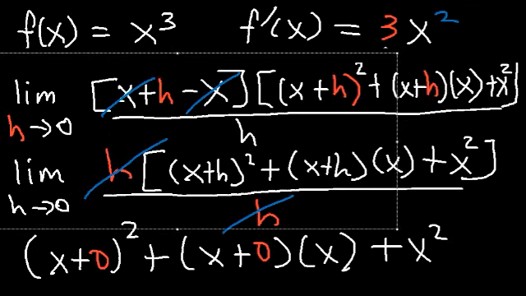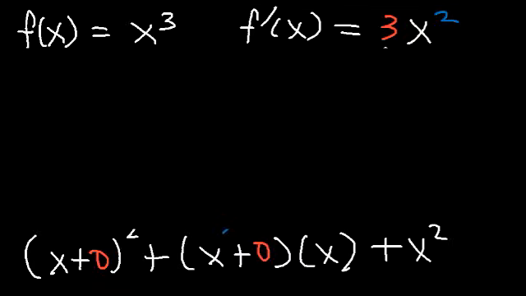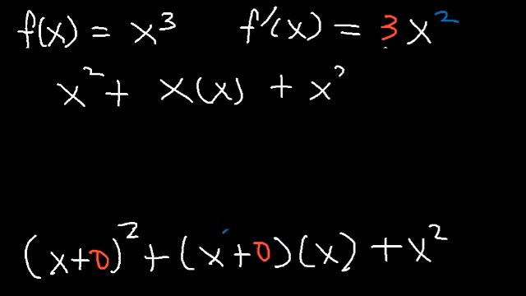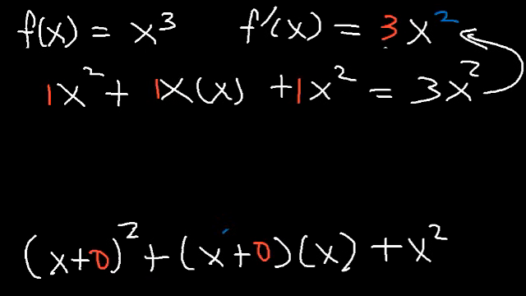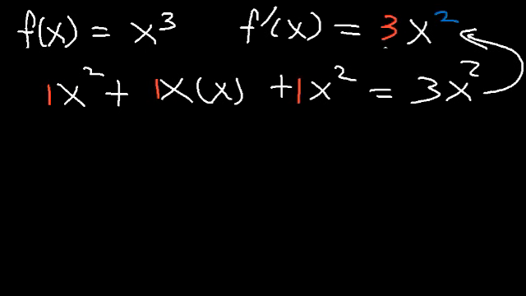So now let's see what this is equivalent to. So (x plus 0) squared is simply x squared. And then we have x plus 0, which is x, times x, plus another x squared. X squared plus x squared plus x squared is 1 plus 1 plus 1 with an x squared attached to it. And that's going to be 3x squared, which matches with this function. So that's how you can use the limit process to differentiate x cubed.